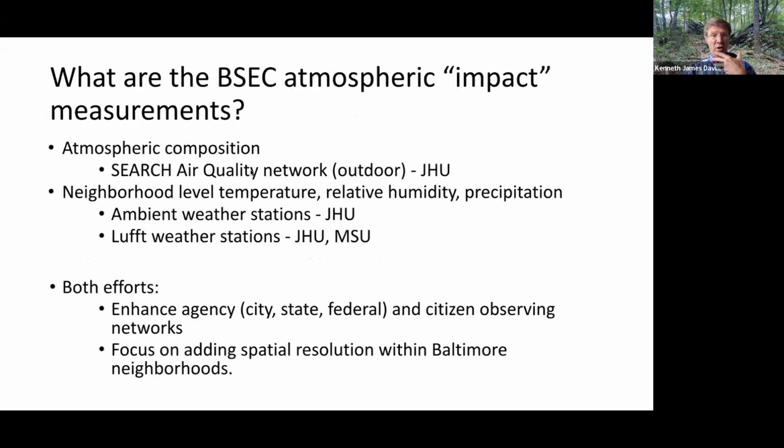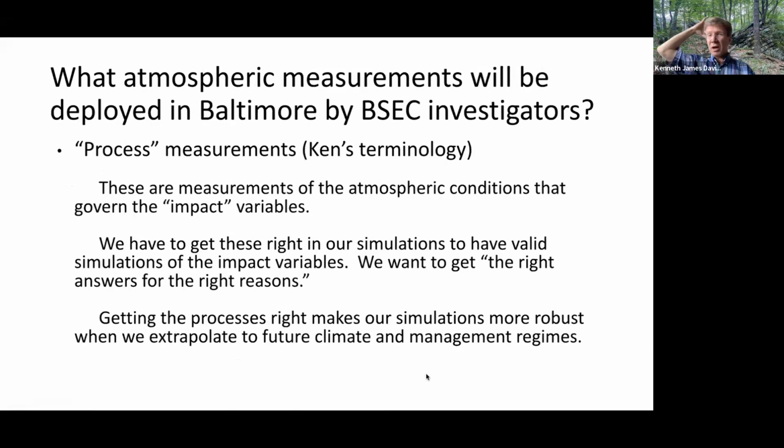And these are, for our project, the SEARCH AQ network and the neighborhood level temperature, relative humidity, and precipitation measurements. These enhance existing networks and tell us the air quality and the microclimate and the precip where people live, which is what we want to know. Our goal is to add resolution so that we can get neighborhood level scale resolution within Baltimore. But we're not going to talk about that.